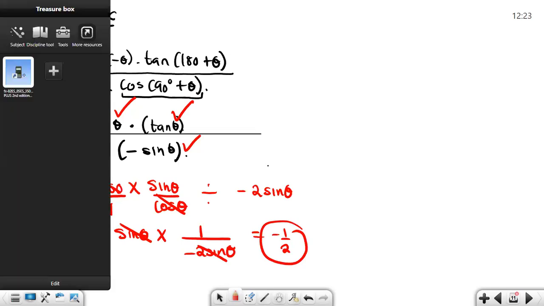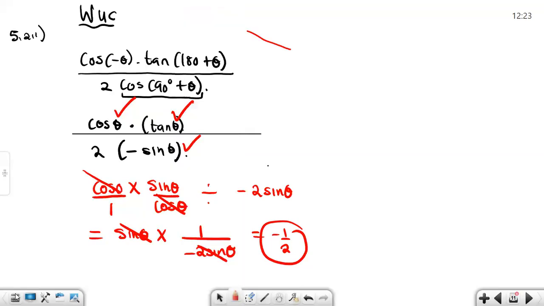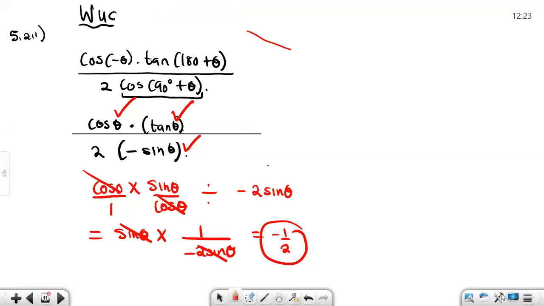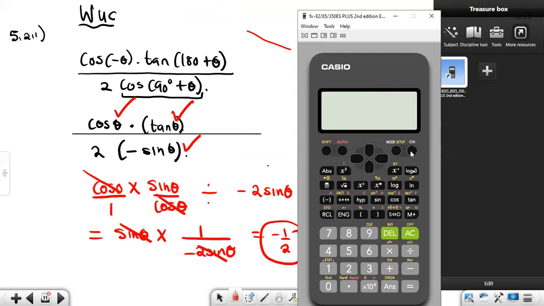Don't be like Murife. Don't run. Let's confirm our answer. I know you're asking yourself, how do we confirm my answer? Let me see if I can put my calculator this side. It's going to block my view. I'm going to type everything as it appears. Wherever I see theta, I'm going to put -1.